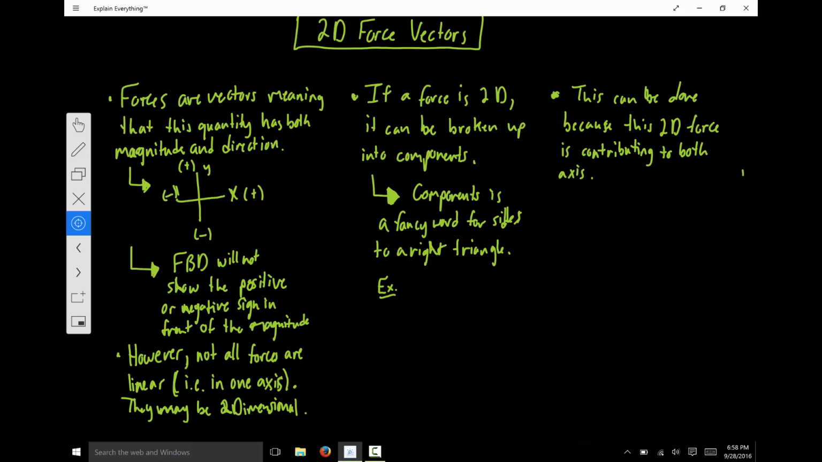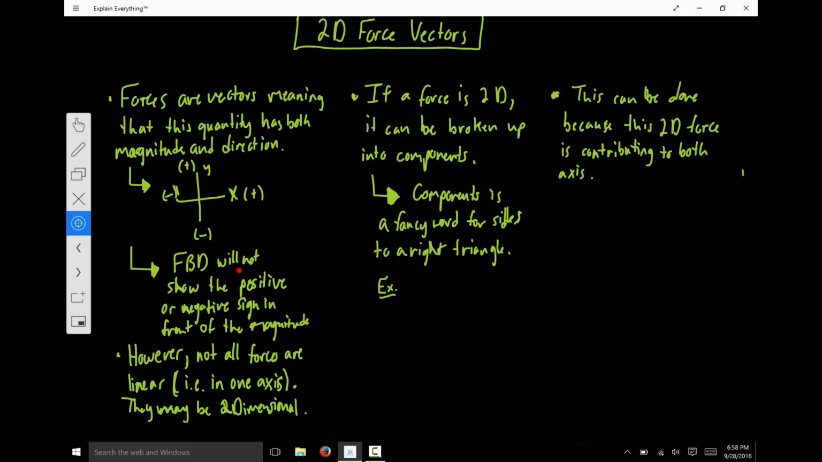Forces are vectors, meaning that this quantity has both magnitude and direction, and that's what makes it a vector. As far as magnitude, that's just the value of the force, whether it be 10 newtons, 100 newtons, 500 newtons, whatever that number is. That's just the magnitude. Now that number doesn't give you the direction. The direction has to be determined by you. So we're going to use a convention that up and to the right is positive, and that left and down are in the negative direction.